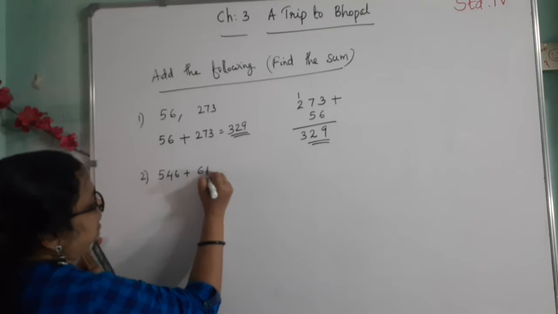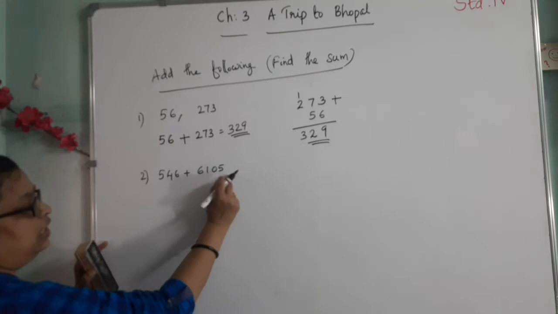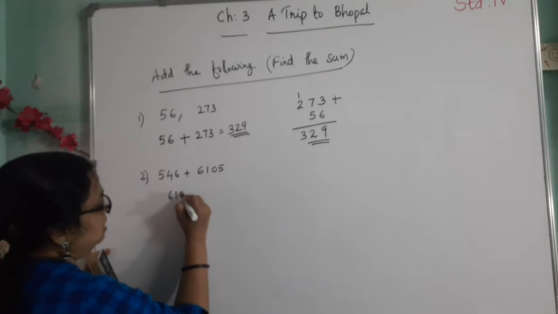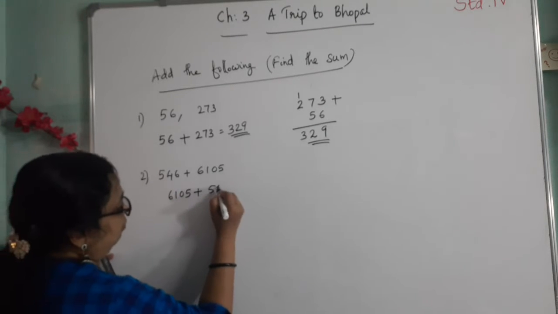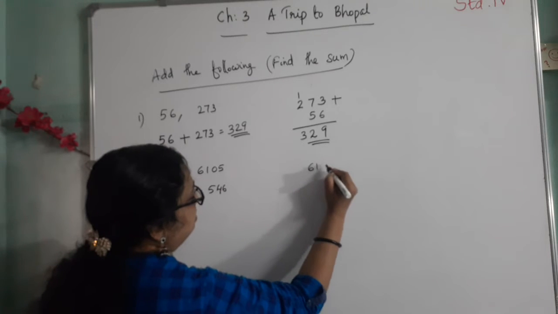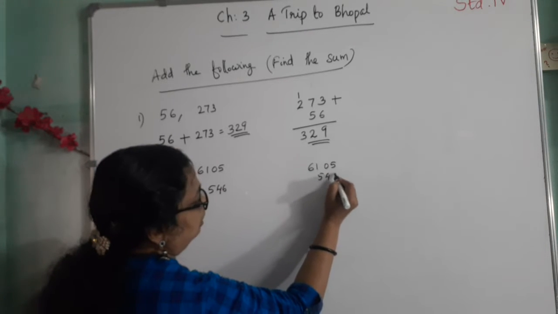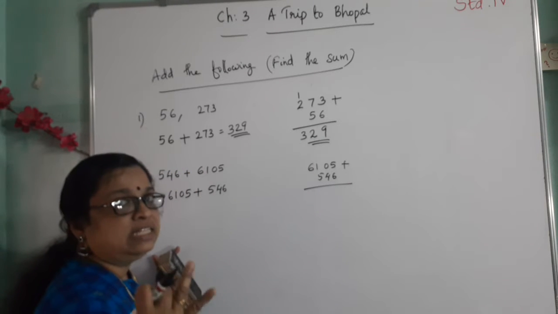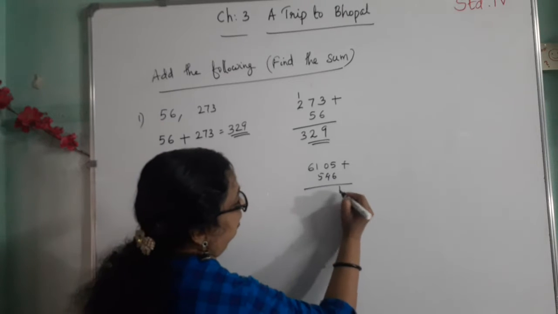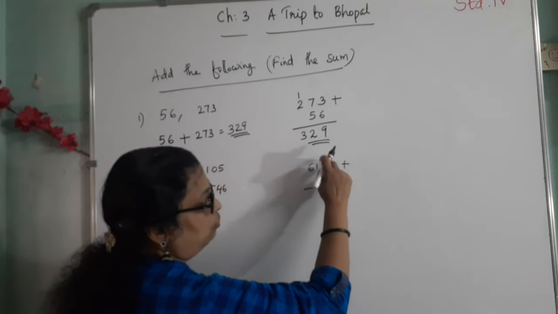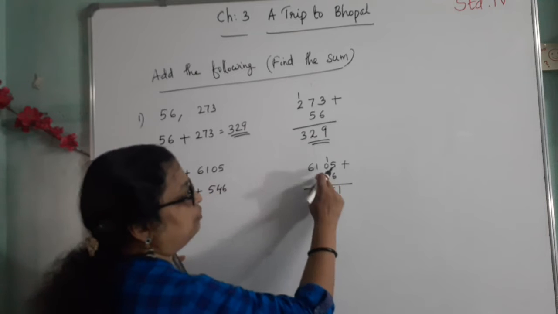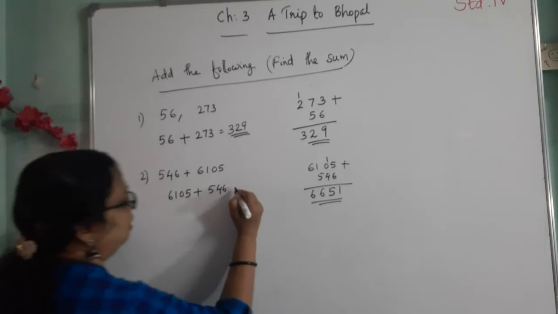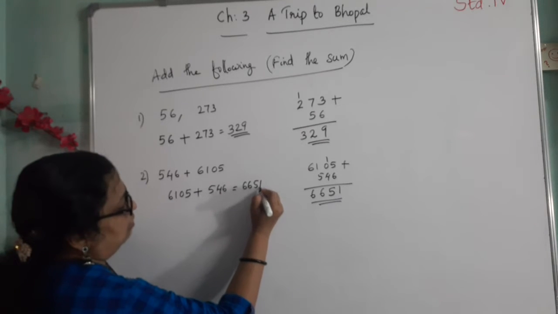Next, 546 plus 6105. One is 4 digit and one is 3 digit. So we can write 6105 plus 546. Here 6 plus 5: 6 after 7, 8, 9, 10, 11. 1 here, 1 carrying. Then 4 plus 0, 4 plus 1, 5. 5 plus 1, 6, then this 6. Here nothing is there, so the same number. So the answer is 6651.